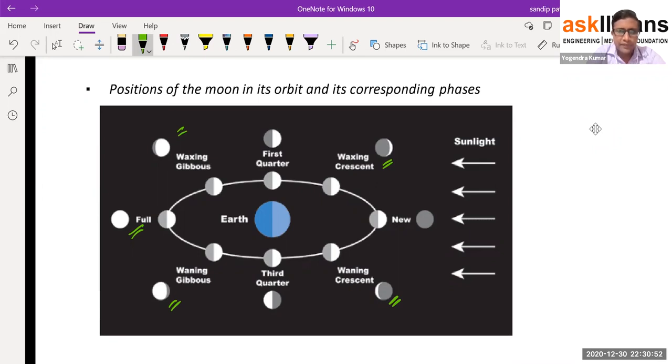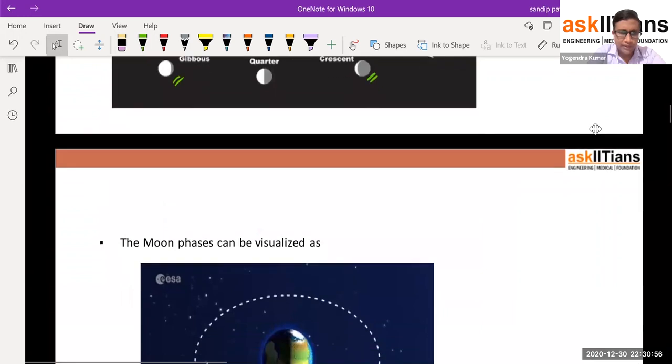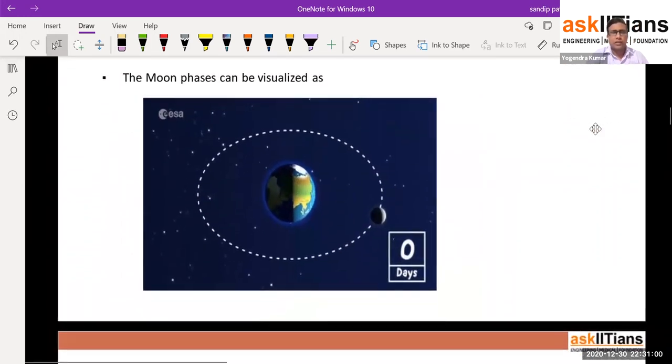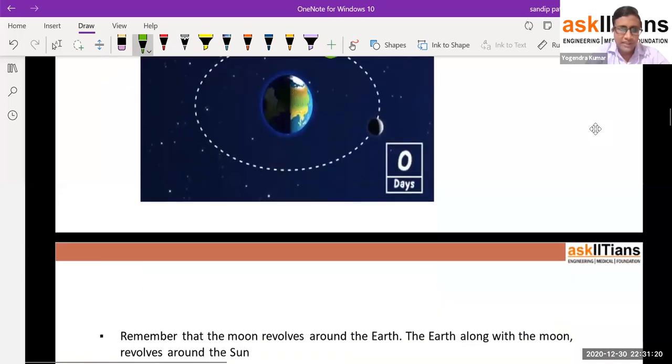We already saw the phases of the moon there. Okay, so let's move to the next point. Moon phases can be visualized like this one. When the day is zero, you can see only this moon. If days are increasing, the moon will go here. There will be an increase in its shape. Then it will move ahead. Then again we will get the full moon. There will again be two full moons. We already studied these things.